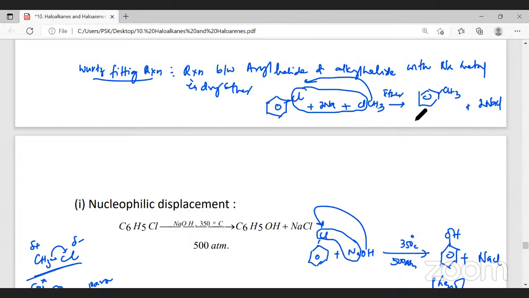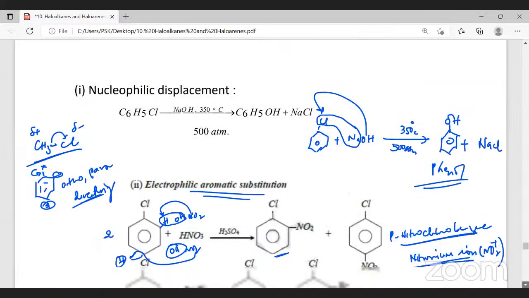So this is nothing but toluene. It's called methyl benzene. It's called toluene. Otherwise, it is called what? Methyl benzene. This reaction is called the Wurtz-Fittig reaction. What is the Wurtz-Fittig reaction? Reaction between aryl halide and alkyl halide with sodium metal in dry ether gives you alkyl benzenes. That's called the Wurtz-Fittig reaction.